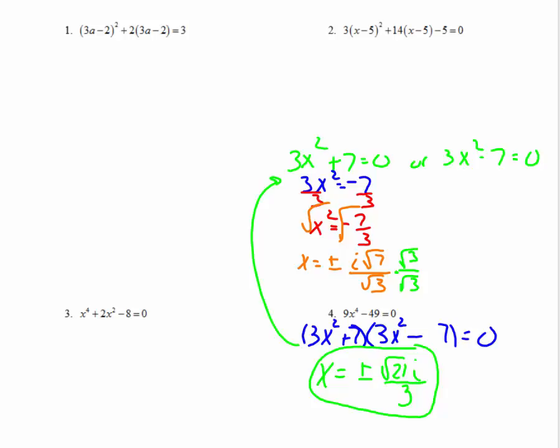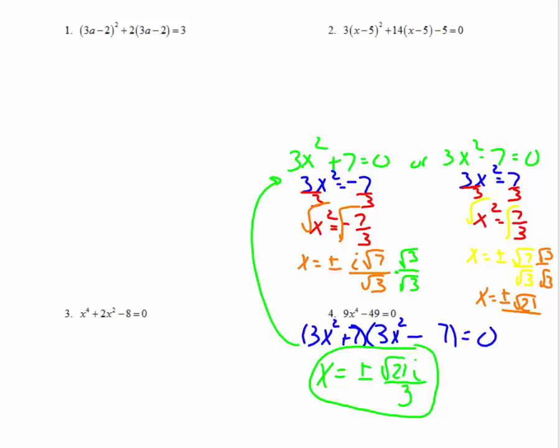3x squared minus 7 equals 0. So I'll add over the 7. So 3x squared equals 7. I'll then divide by 3 to get the x squared by itself. So x squared equals 7/3. Then I'll need to take the square root of both sides, not forgetting plus or minus. So I get x equaling plus or minus the square root of 7 over the square root of 3. We're not allowed to leave a radical in the denominator, so I'll multiply top and bottom by the square root of 3. When I do so, I get x equaling plus or minus the square root of 7 times the square root of 3 is the square root of 21.